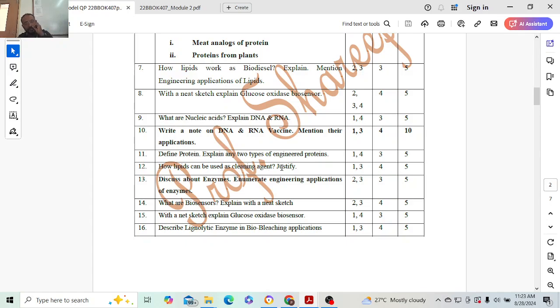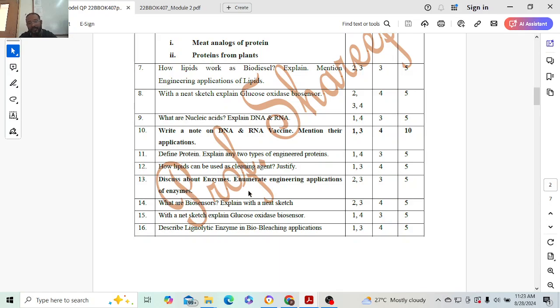Define protein, explain any 2 types of engineered proteins. That is also mentioned. 1 mark for the definition, and any 2 types you explain for 2 marks each. How lipids can be used as a cleaning agent, justify that also. One mechanism is there that you have to explain.